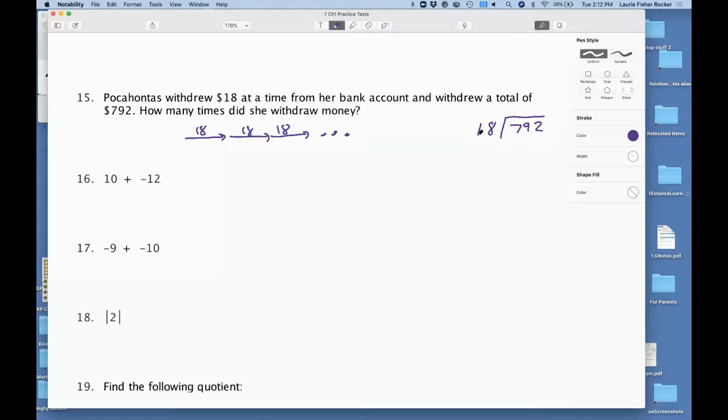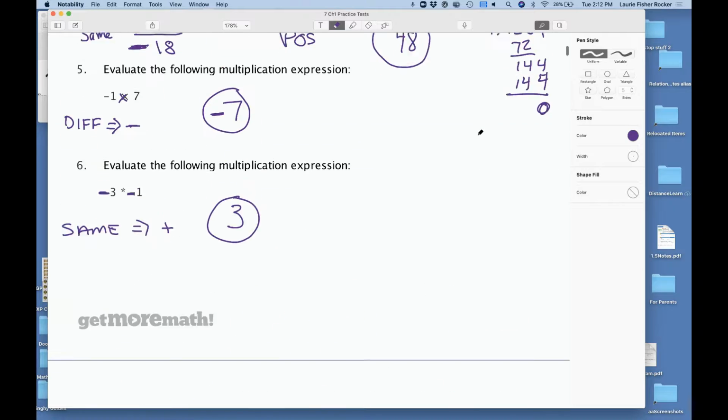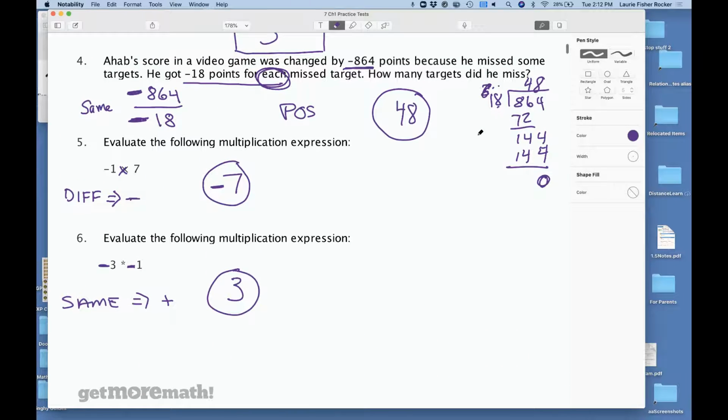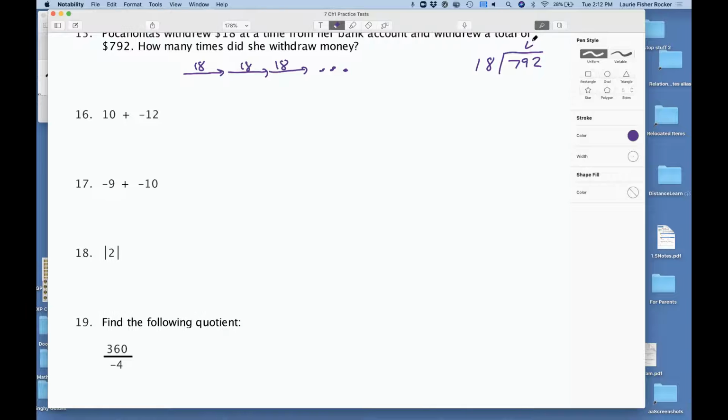Did we have a problem kind of like this already? 79. So we did some 18s up here. What did we do here? 18, 72. So 4 times 18 was 72, so that'll work. All right, so we'll do 4, 72, 52, 1, 2, 3. 2, 3, 4. No, it's not 4.